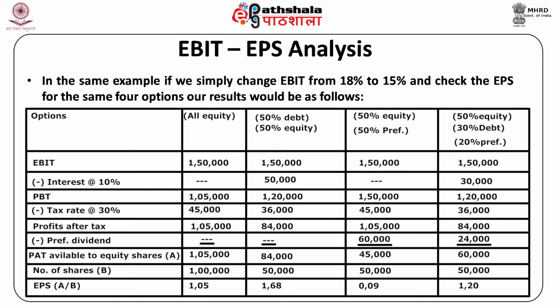EPS under various options, and find the reason for changes in EPS. We can straight away come to the EPS calculation in this table under the four situations when EBIT has changed, and you observe that all equity finance EPS is 1.05, with debt financing 1.68, with preferred financing 0.90, and with the 50, 30, 20 situation it is 1.20.